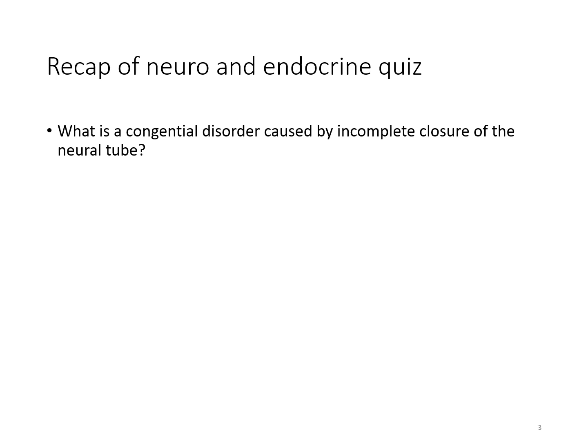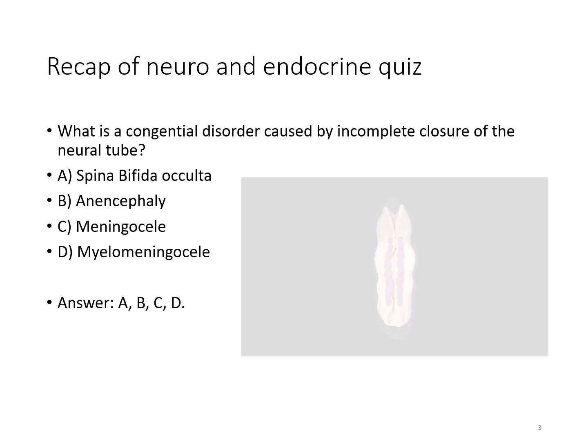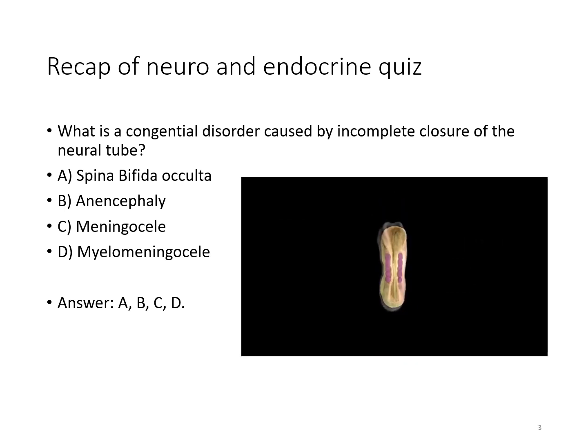So, what is a congenital disorder caused by incomplete closure of the neural tube? Is it spina bifida occulta, anencephaly, meningocele, or myelomeningocele? They all sound really quite familiar. The answer is, in fact, all of them. And there's just a little gif of the neural tube actually forming.